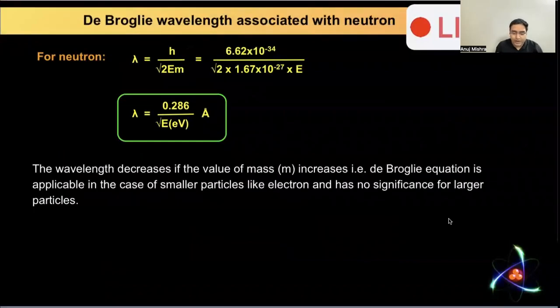Let's say you come across a question, de Broglie wavelength linked with a neutron. So lambda is h upon root 2 em. You put all these things, lambda comes out this 0.286 upon root E eV angstrom.